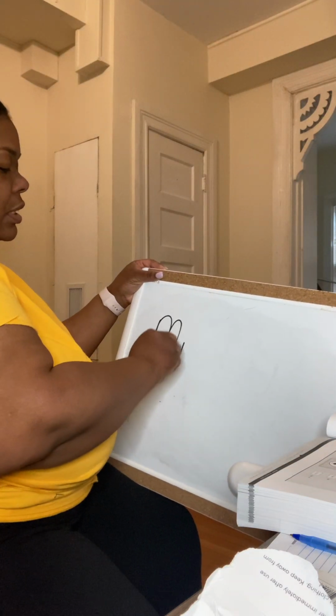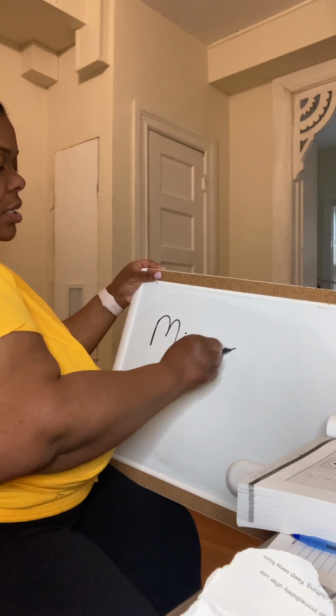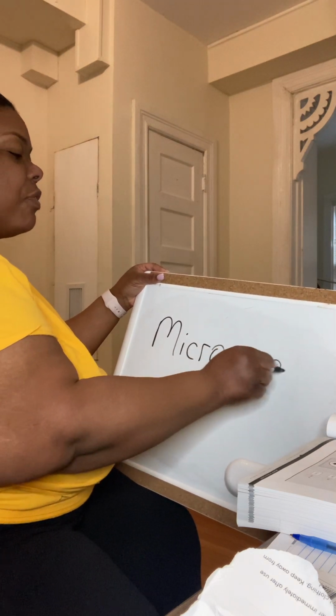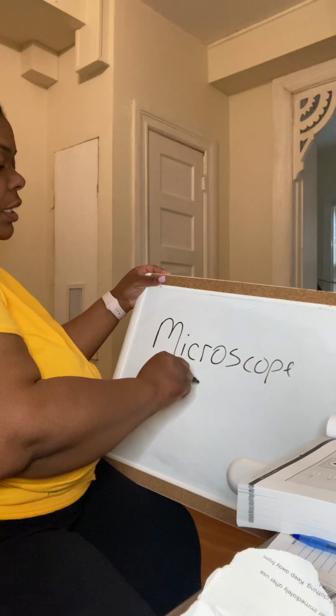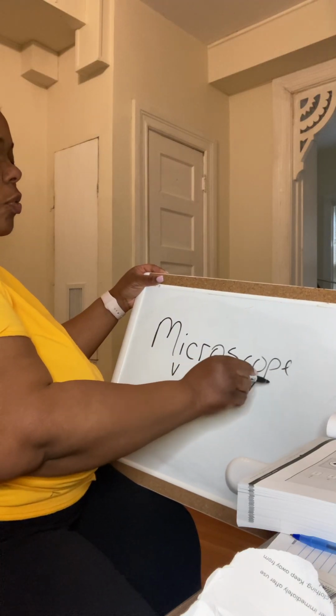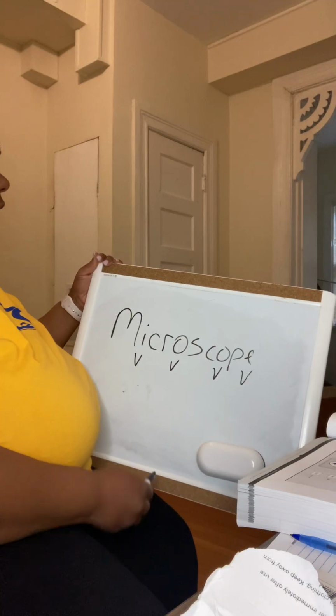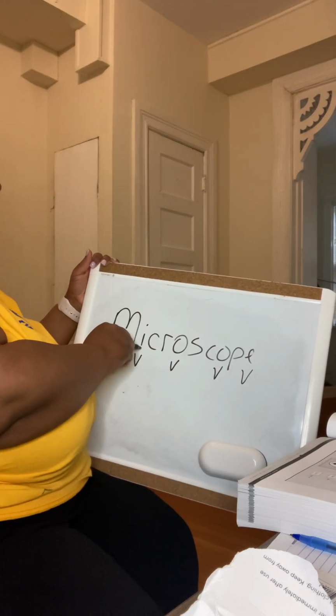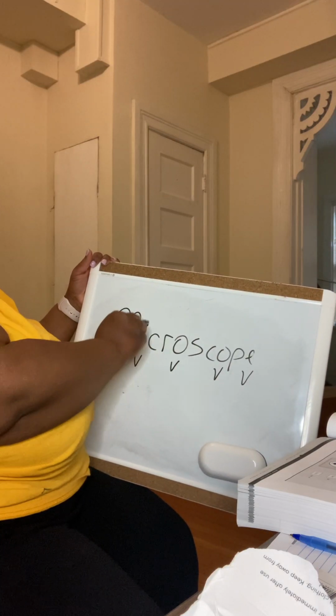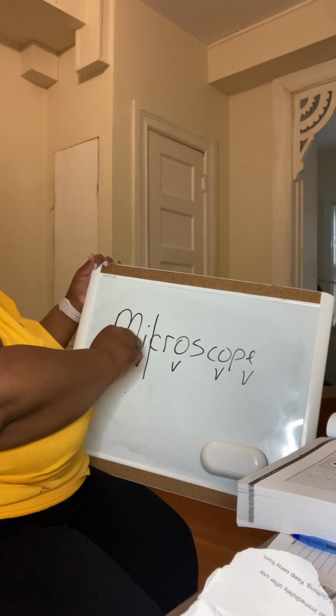The next word is microscope. We're going to find our vowels first. Got I, O, O, and an E for a vowel as well. All right, so my, got some vowels. So we're going to go ahead and put a split between the I and C.